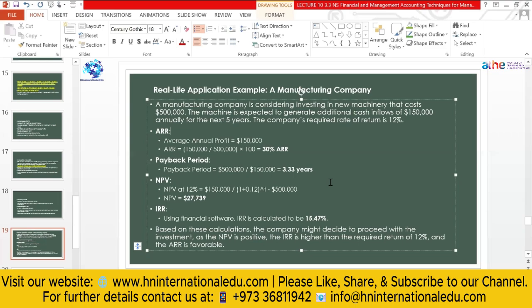Payback period: in how many years are we going to get the investment back? 500,000 was the initial investment divided by cash inflows equals 3.3 years. We have done everything according to the formulas and steps. It is just an example of how things are going to be in your brief.